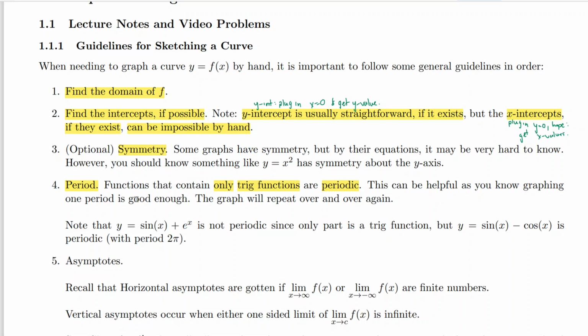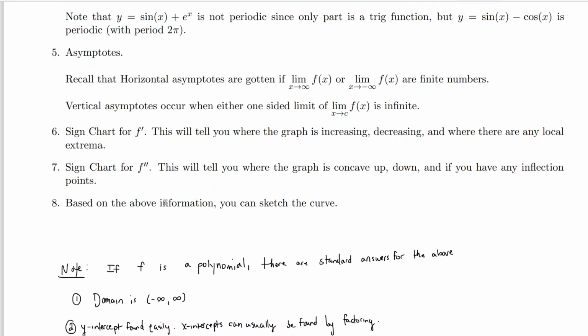All right, and that's all stuff that you have seen before this class. You also may have seen asymptotes, but maybe not in the way it's presented here. So the next thing we want to look at is asymptotes. Asymptotes have two categories: horizontal and vertical. Horizontal asymptotes are gotten if the limit as x goes to infinity of f of x, or negative infinity of f of x, are finite numbers.